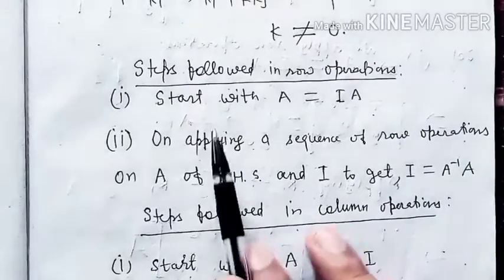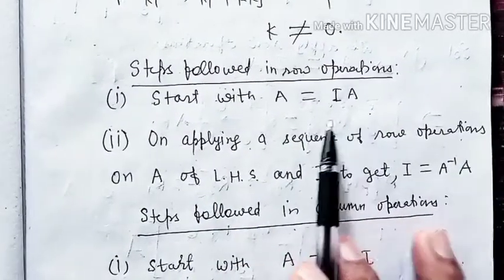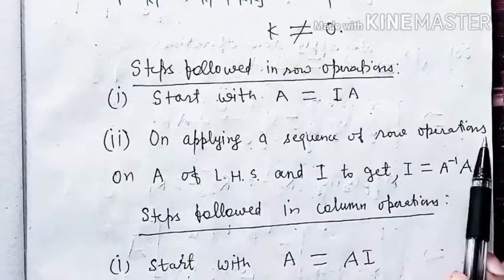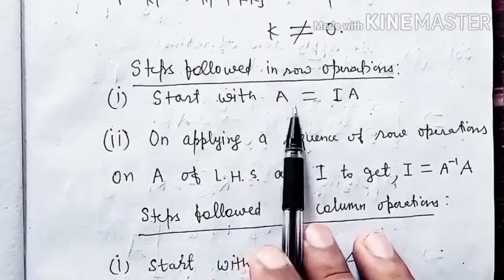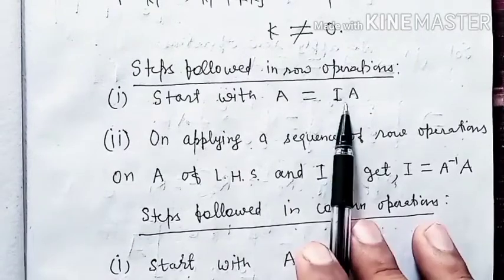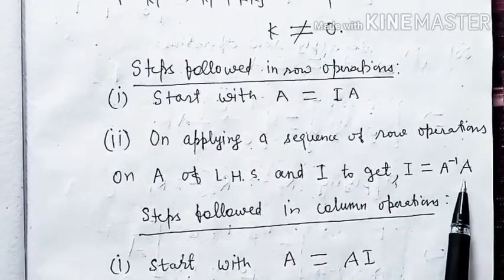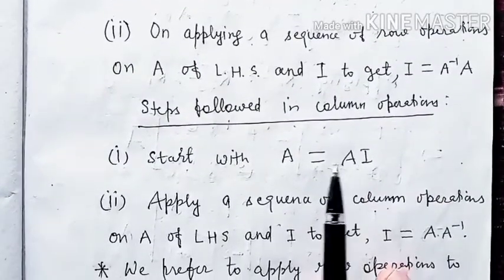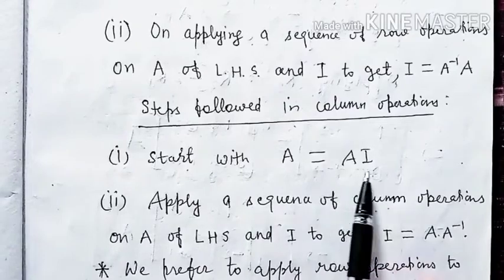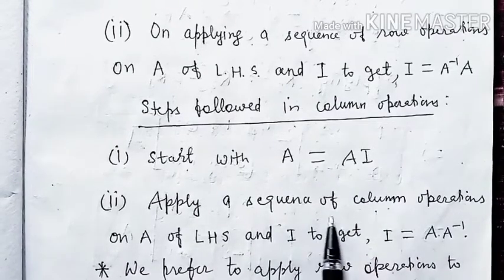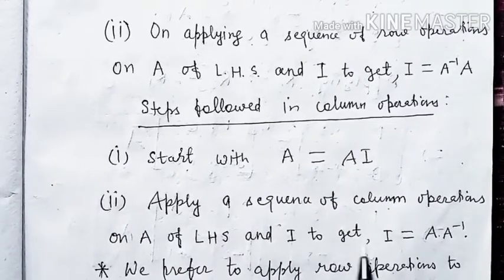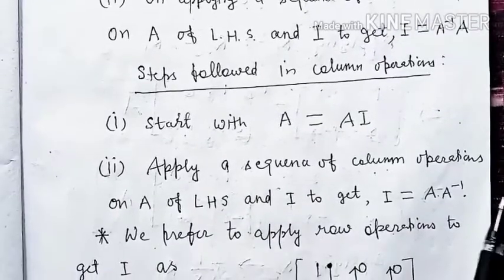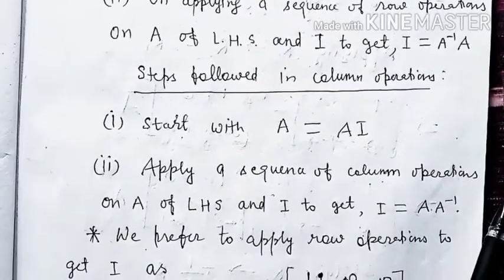We start with A is equal to IA. On applying a sequence of row operations on A of the LHS and I on the RHS, we get I is equal to A inverse A. Steps followed in column operations: we start with A is equal to AI, apply a sequence of column operations on A of the LHS and I to get I is equal to A inverse. We prefer to apply row operations to get the inverse.